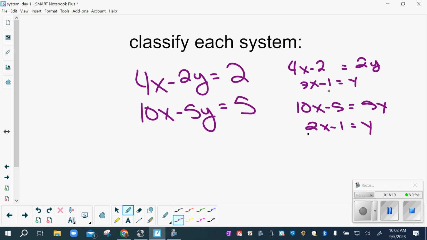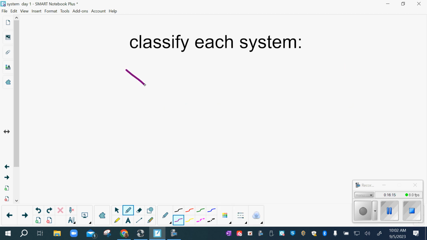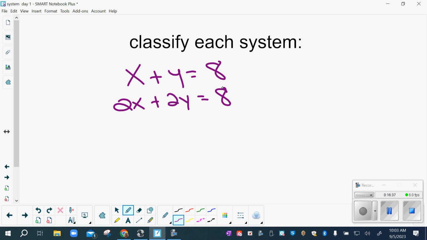Does that make sense? Last one to try for you guys, and then we've got one other example. I love this one. x plus y equals 8, and 2x plus 2y equals 8. I'm going to make it interesting. The last one was consistent dependent, right? Because they do give you answers. They just give you a lot of them.